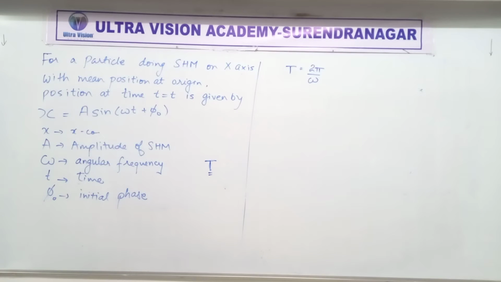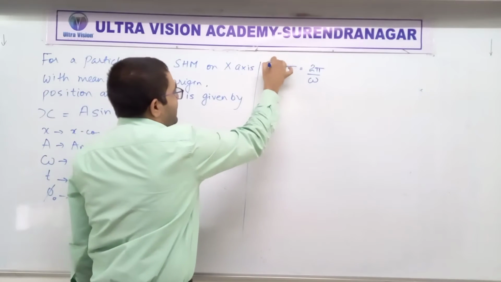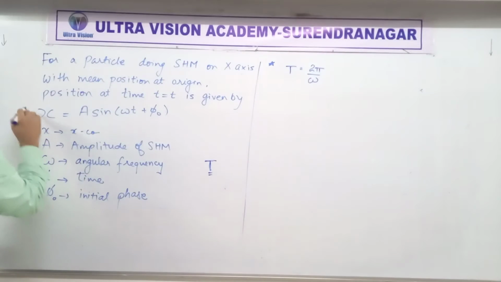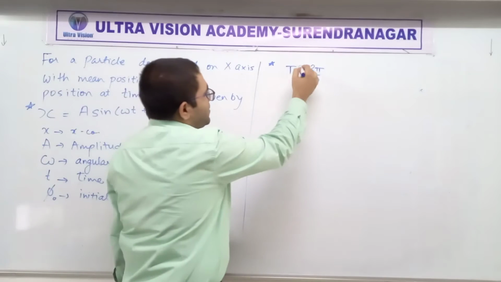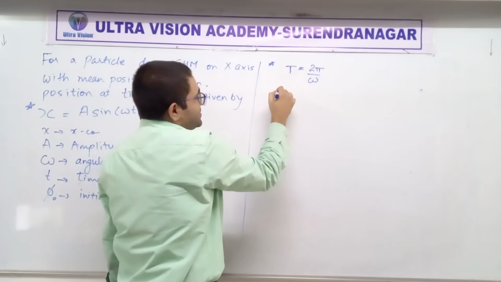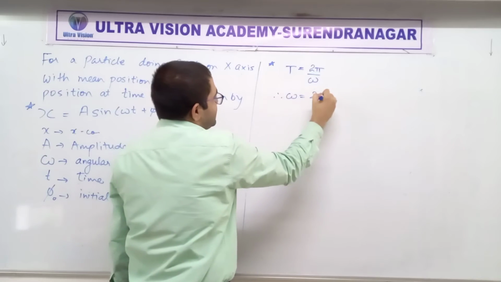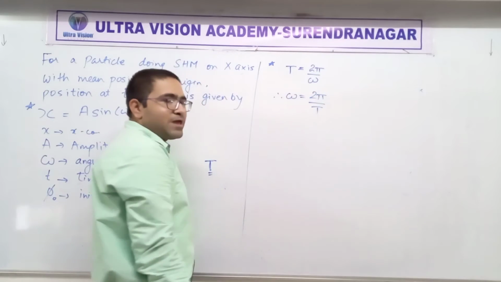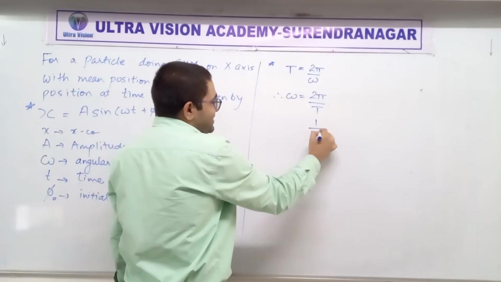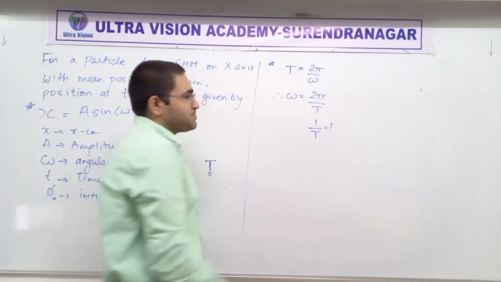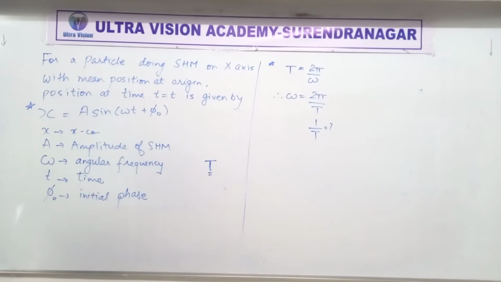Yes or no? So this is again a very important formula of SHM, right? Same can be said about this also, right? So T is 2 pi by omega. If you want, you can just play with it a little bit. Obvious step. What is 1 upon T? Do you remember what is 1 upon T?